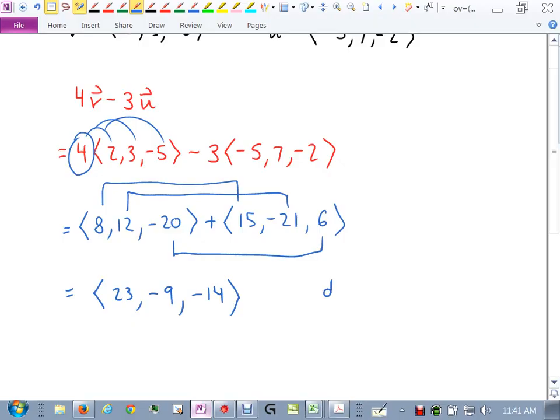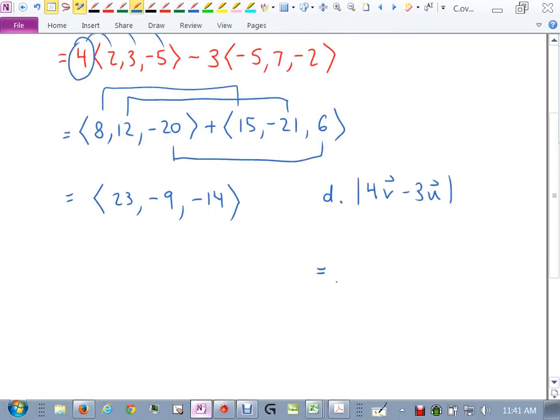Now part D, this was C, part D is the magnitude of 4v minus 3u. And so the magnitude, by definition, will be the square root of the sum of the components squared, or the sum of the square of the components. That's going to be kind of a big number, so I'm not going to work it out, but you could work that out on a calculator if you needed to. And then I would either take the answer as the exact answer or the approximate answer.